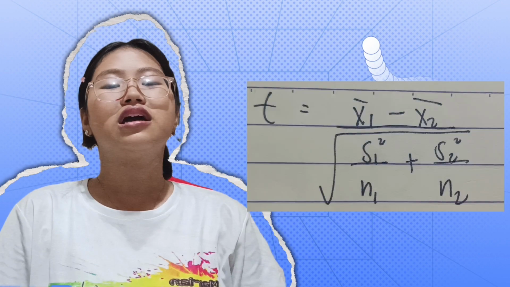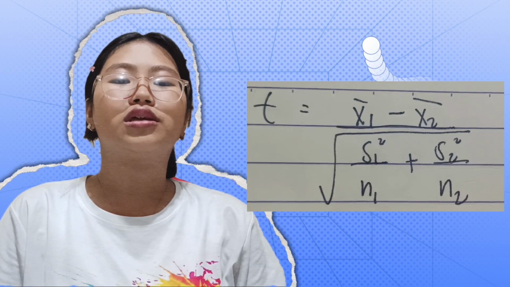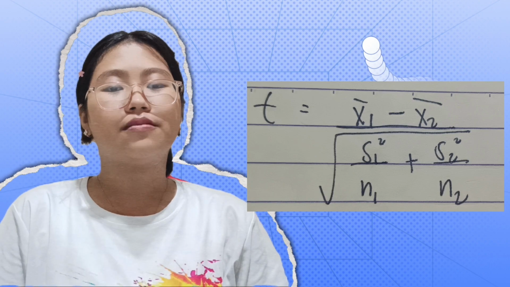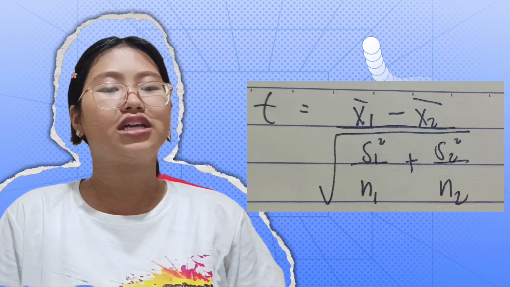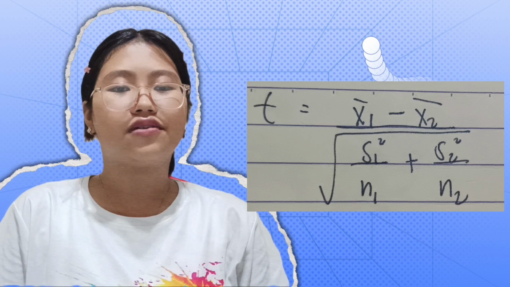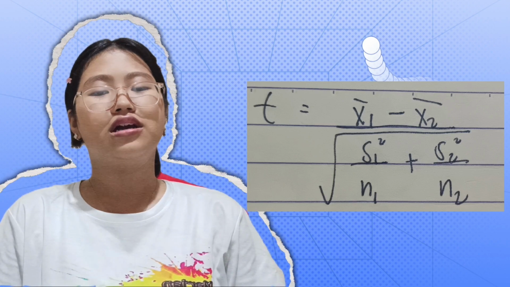Step 4. Solve for the t-statistic. So for our t-statistic, our formula is t equals the sample mean of class A subtracted by the sample mean of class B divided by the square root of standard deviation of class A over 4 plus standard deviation of class B over 4. Substitute.